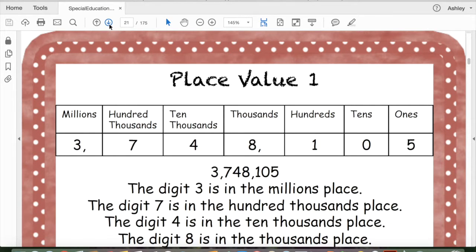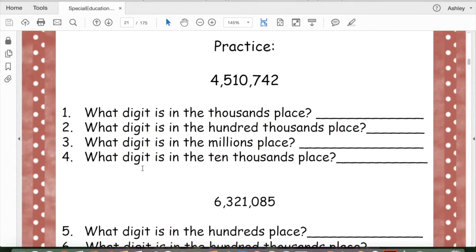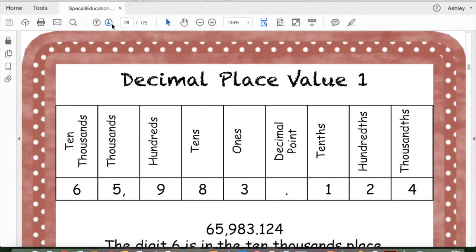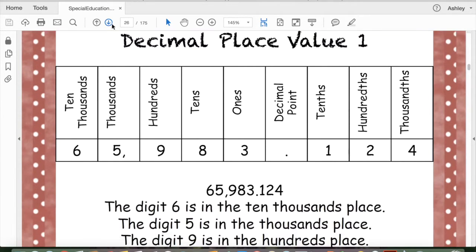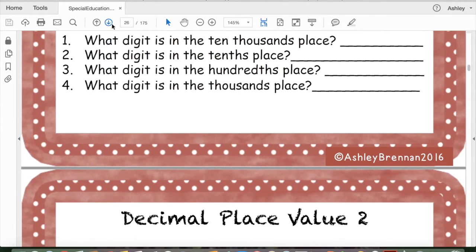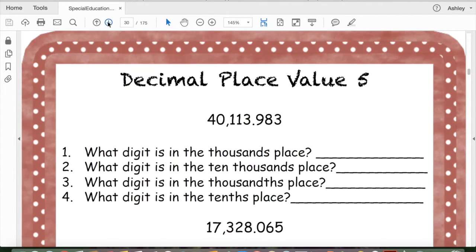Then we go to place value, and again it gives an example of the digit in each place, and then has a different number which asks you to tell the digit for different place values for each one. So we have regular place value here. Then we're going to go to decimal place value. Decimal place value, same type of thing, then gives a good example, and then we have some more practice. So there's 5 sheets for that.